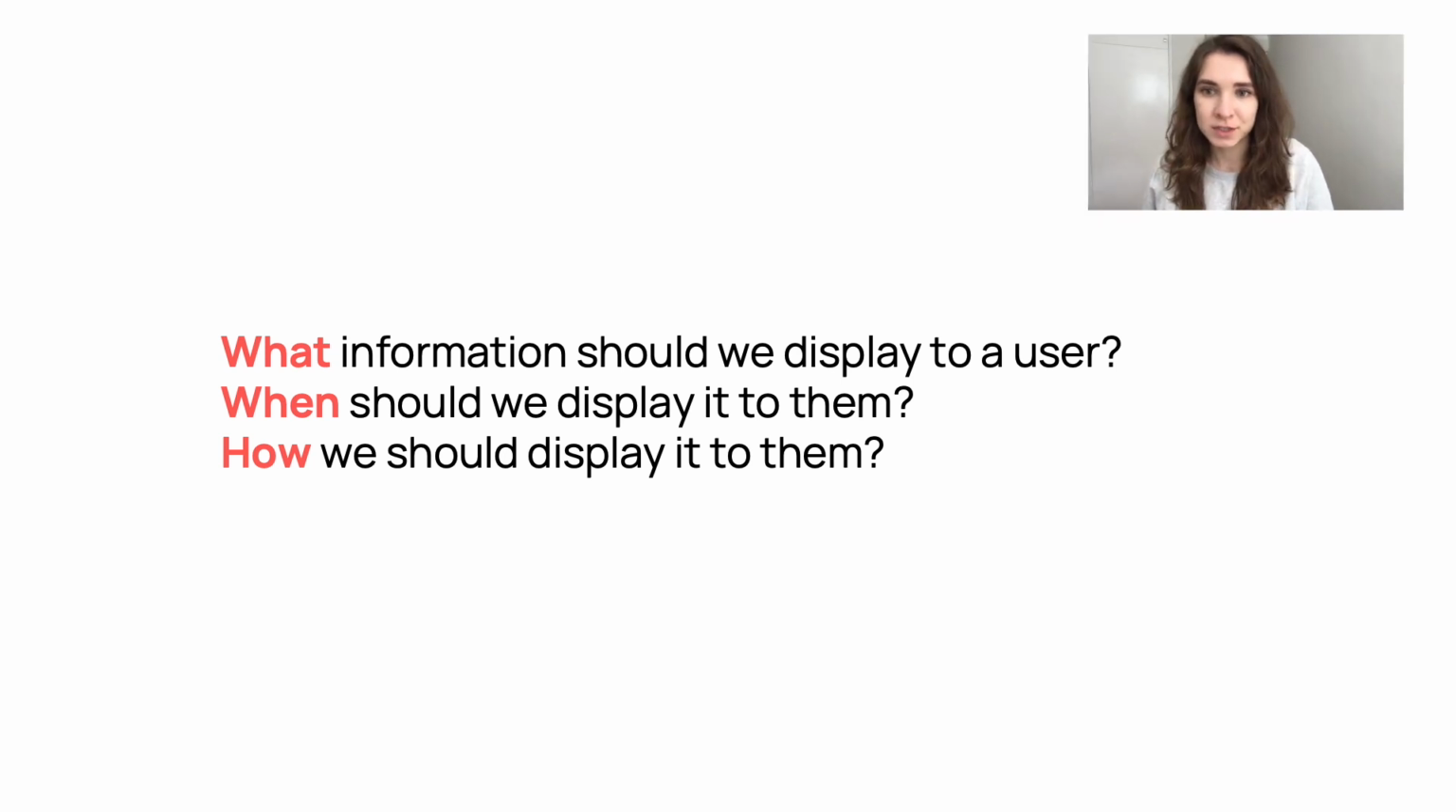So the first question is, what information should we display to a user? It's basically what type of information comes to a user, via which channel, how does it work? It basically describes the piece of information that comes to you from the outside and you perceive it.